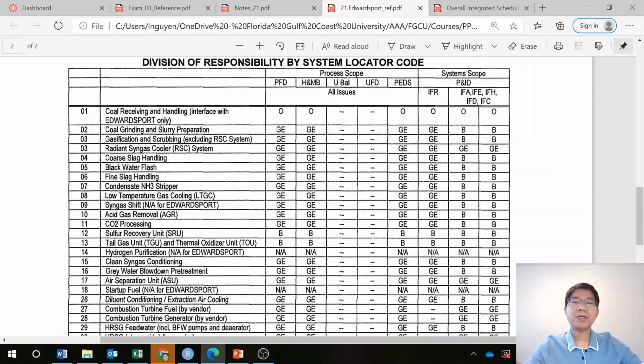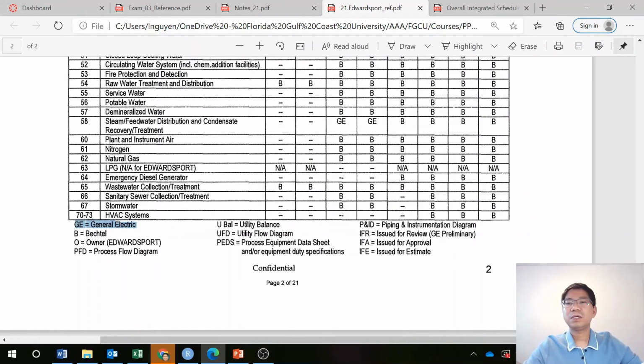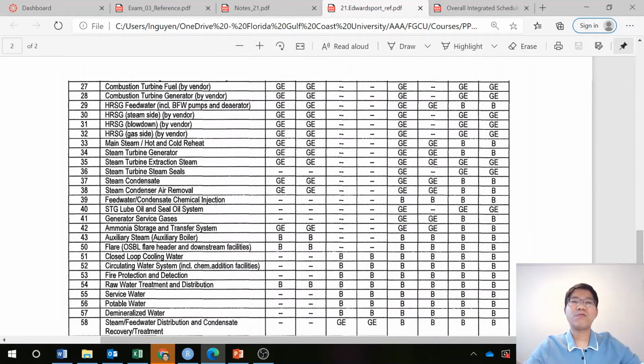Then you have the step, process scope, system scope, and different types of work, balance, piping and instrumentation, all of that here, and it will identify who is responsible. GE, so if you go down to that, what is GE? It stands for General Electric, B stands for Bechtel, O for owner. PFD, process flow diagram, utility balance, utility flow diagram, all of that, takes who is responsible for it.